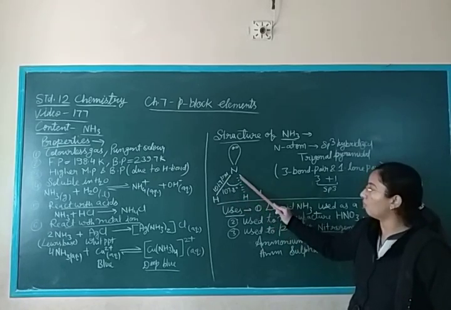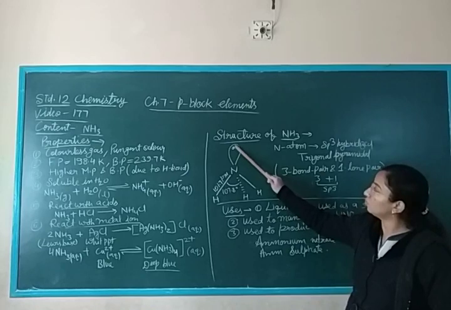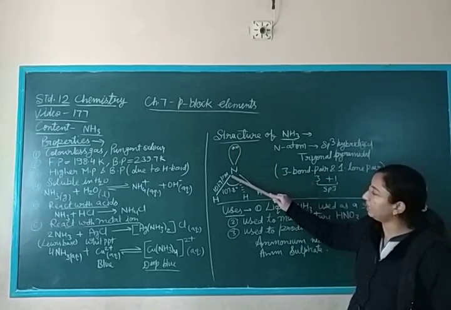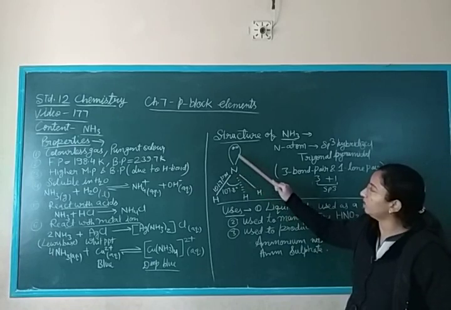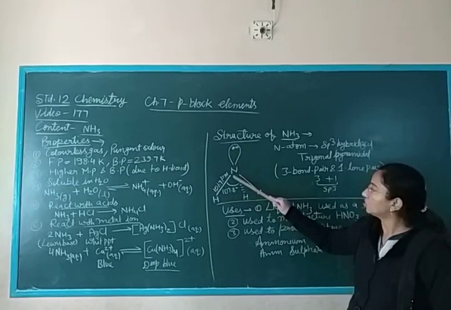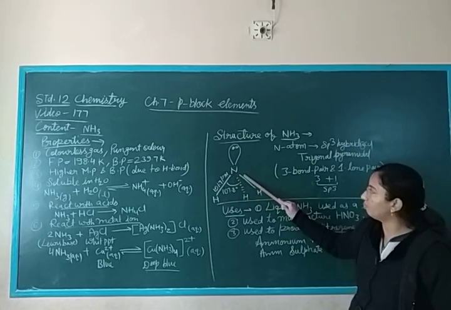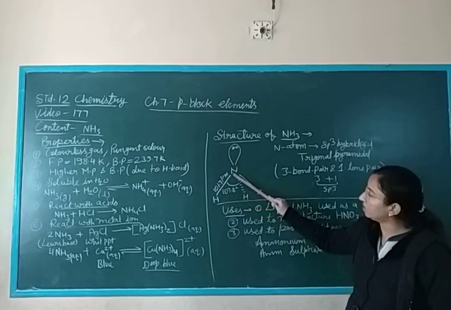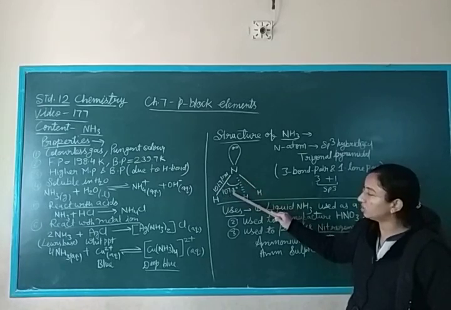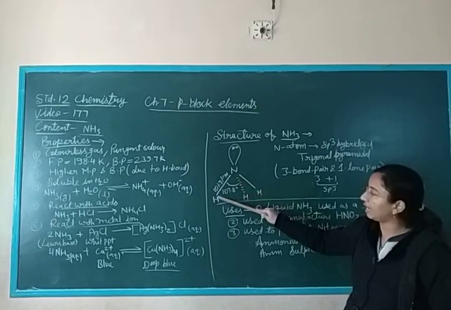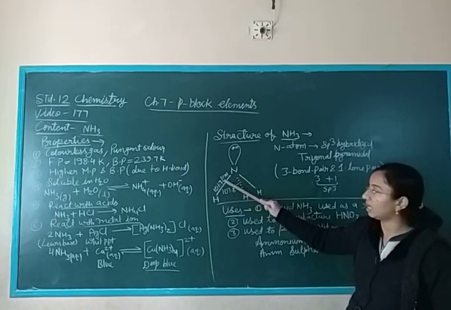So 3 bond pairs and 1 lone pair. Okay, so total 5 electrons complete: 1, 2, 3, 4, 5. The 5 electrons of the nitrogen are complete. So 3 bond pairs and 1 lone pair. The angle between hydrogens is 107.8 degrees and the bond length between nitrogen and hydrogen is 101.7 picometer.